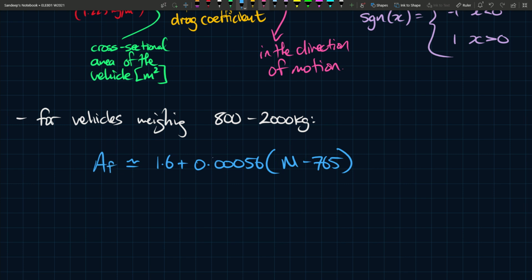That should be AF, and this is the cross-sectional area, and we should define M. This is the vehicle mass in kilograms.